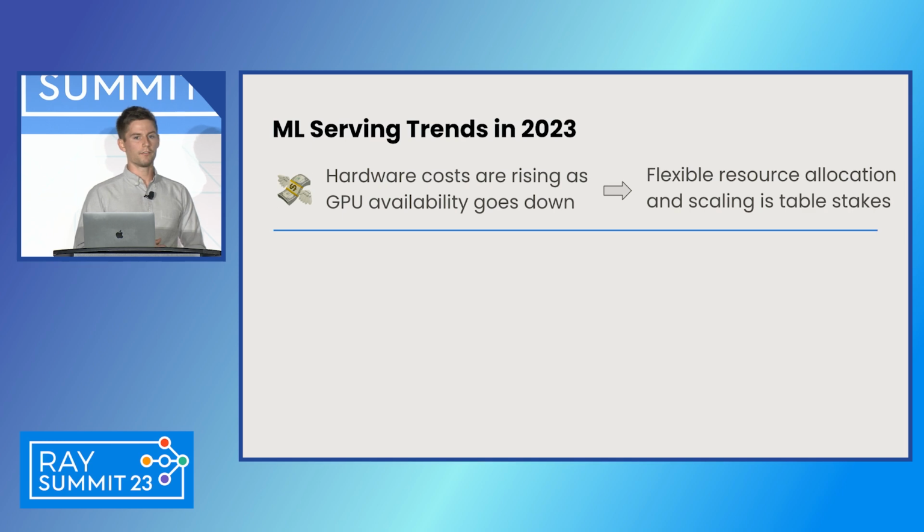This means that more than ever, it's crucial to be able to efficiently use the hardware that you can get and make the most of flexible resource allocation and scaling and avoid wasted resources.